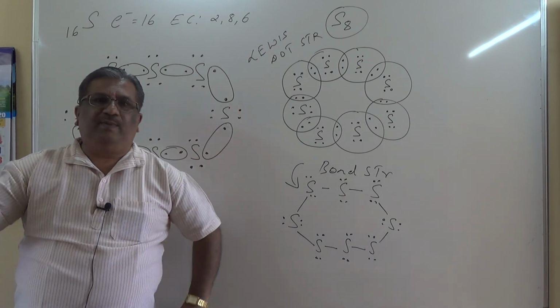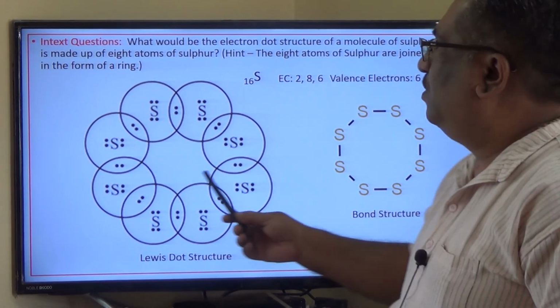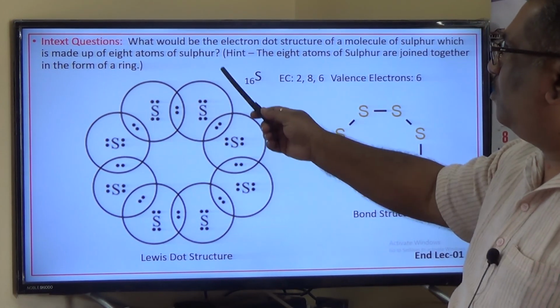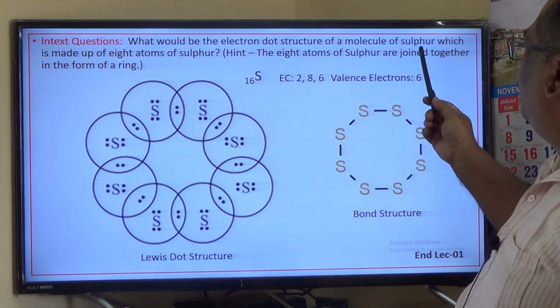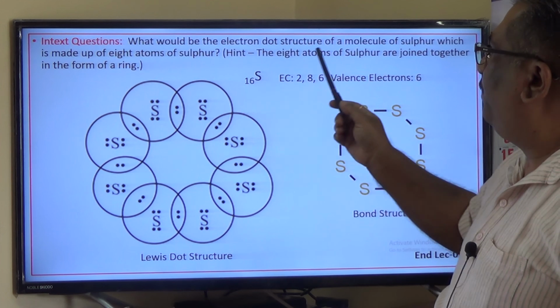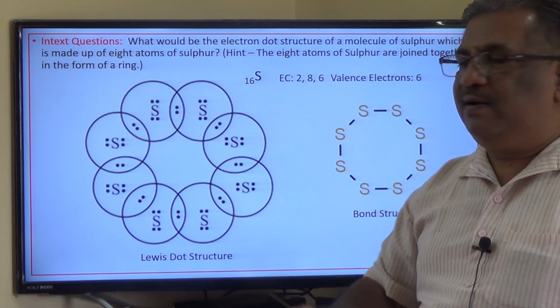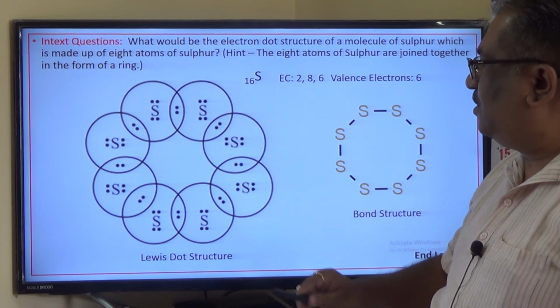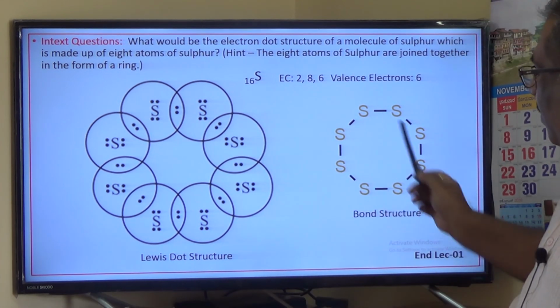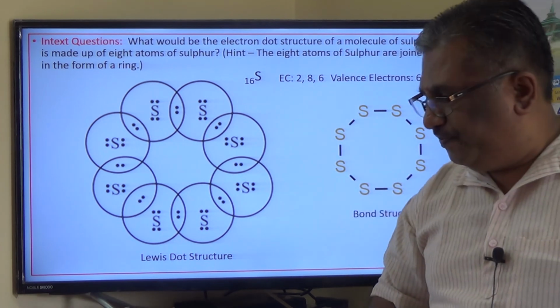So let's get back to the PPT now. In the text question, what would be the electron dot structure of a molecule of sulfur which is made up of 8 atoms of sulfur? Hint: the 8 atoms of sulfur are joined together in the form of a ring. So this is the electron dot structure, and this is the bond structure. Details have been given. Please make a note.